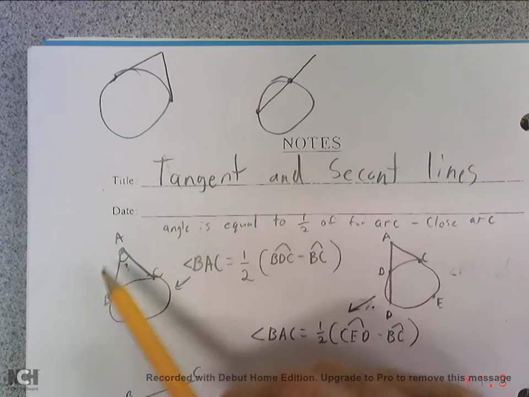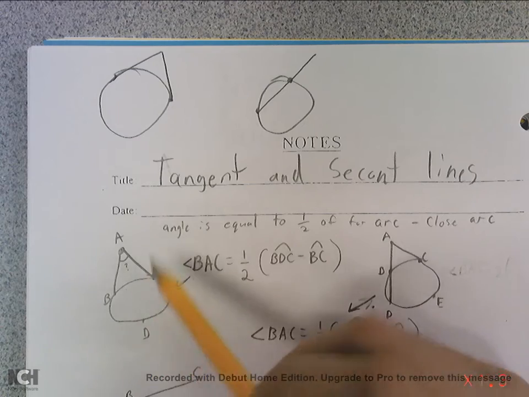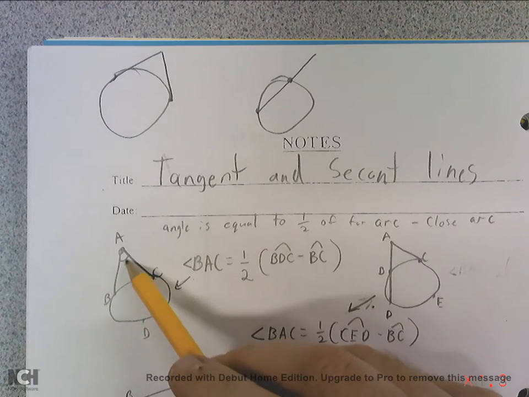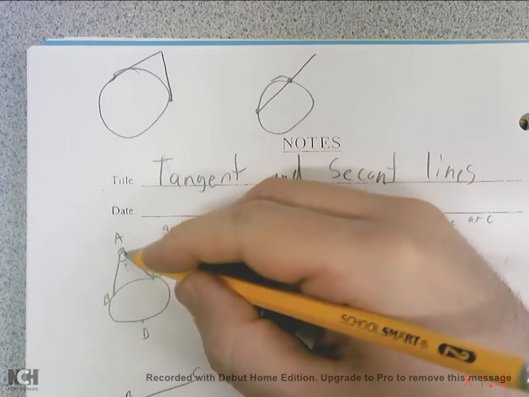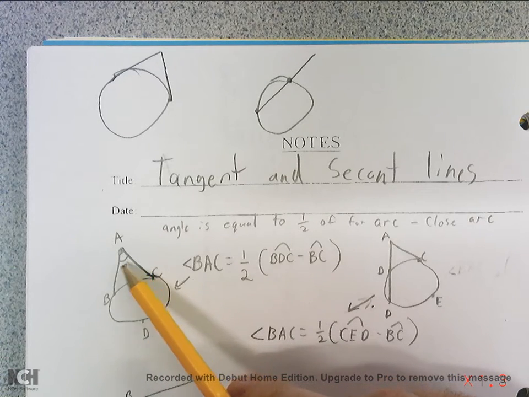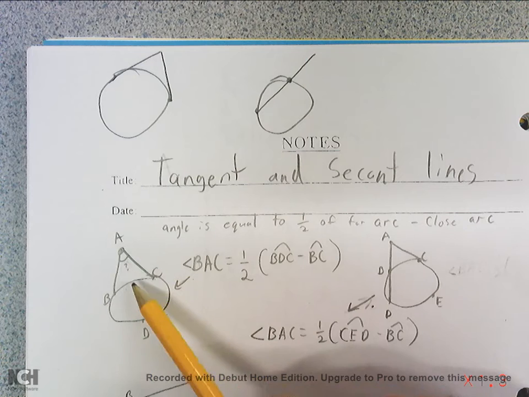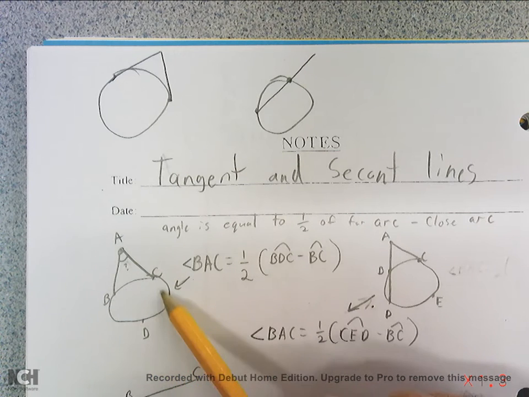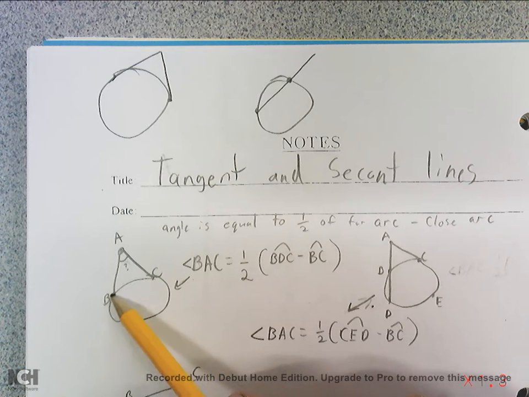The first of all is when we have two tangent lines that form an angle off the circle right there. That angle is going to equal 1/2 of the far arc. So there are two arcs here, right? There's this initial arc, and then there's this major arc. So it's going to be 1/2 of this major arc minus this minor arc right here.